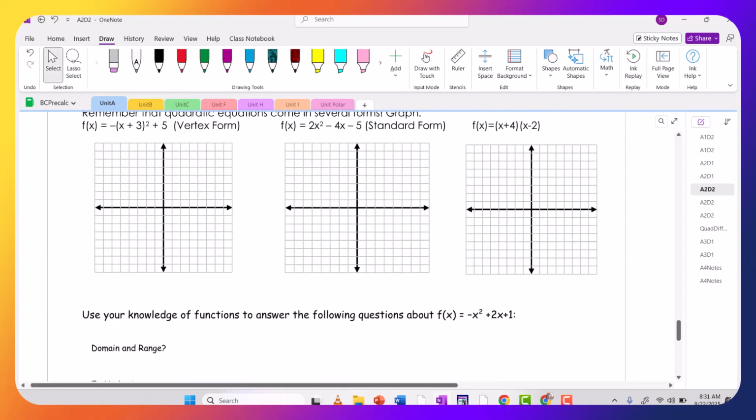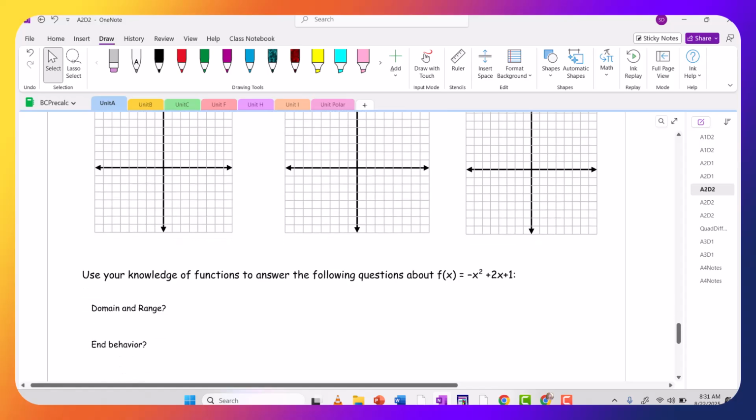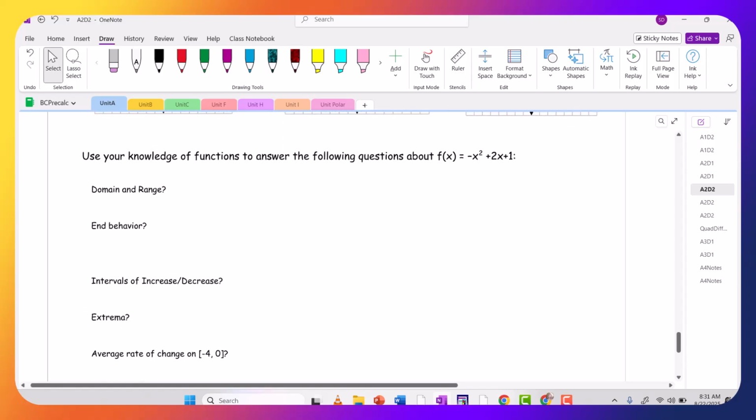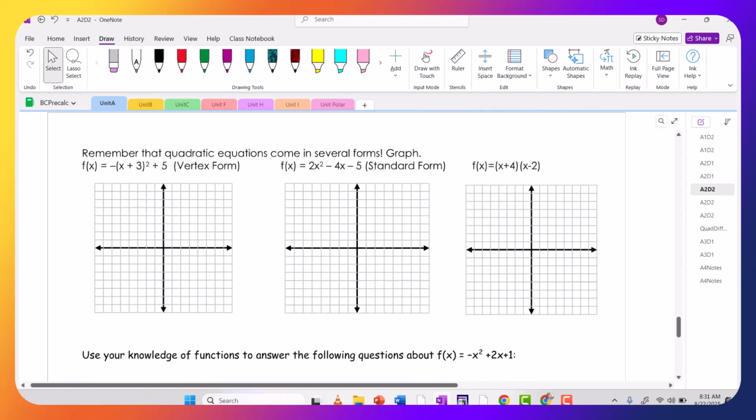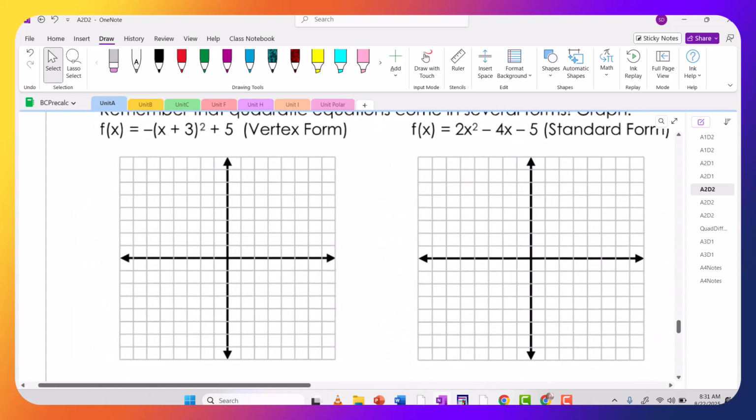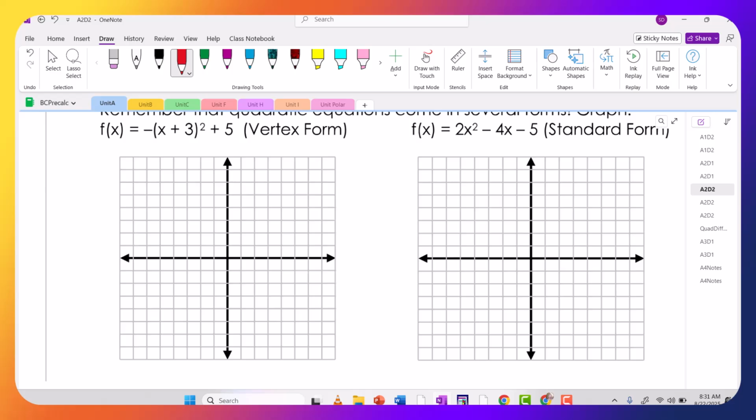All right, a couple things to remember. Hopefully you can do all these things now. I'm not going to get a chance to do this, but I want to remind you how to graph. So the first one, this is simple. This is vertex form. What's the vertex? Negative 3, 5. Negative 3, comma 5, then 1, 2, 3, 4, 5.